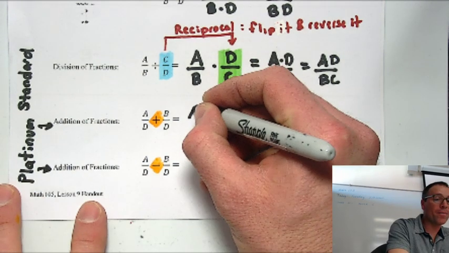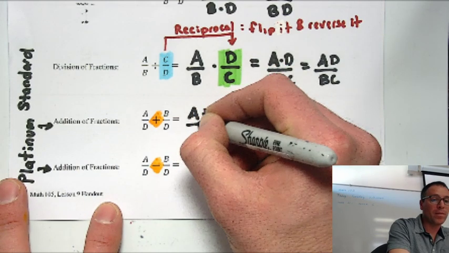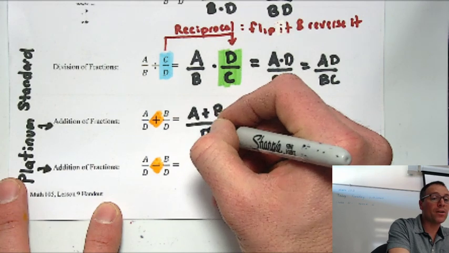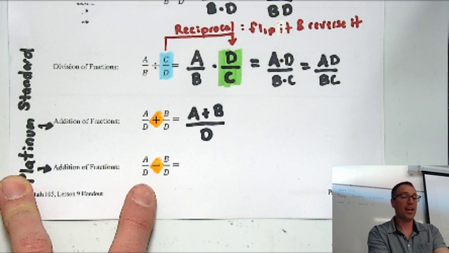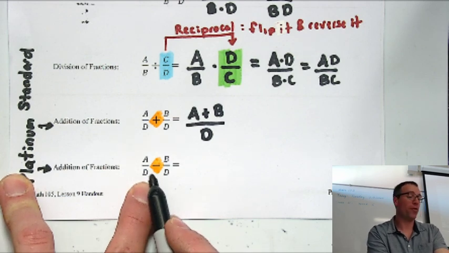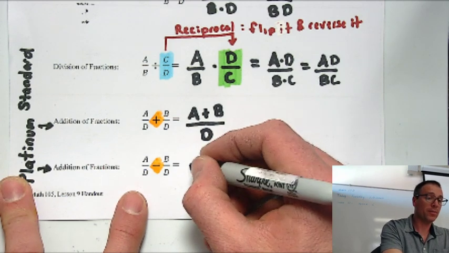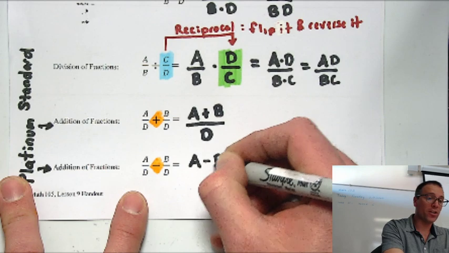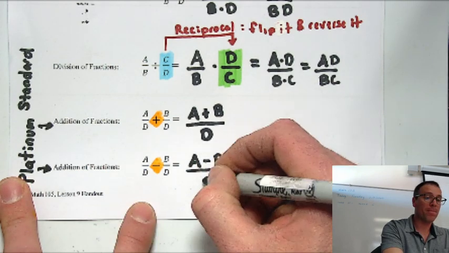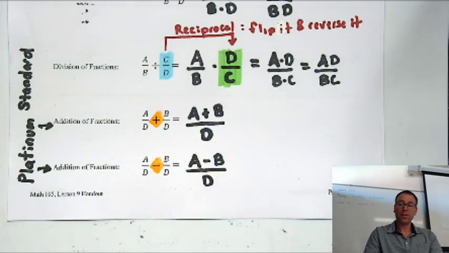Add the numerators and leave the denominator alone. Once again, if I subtract two fractions with the same denominator, what can I do? Subtract the numerators and leave the denominator alone. Here's a claim I'm going to make.